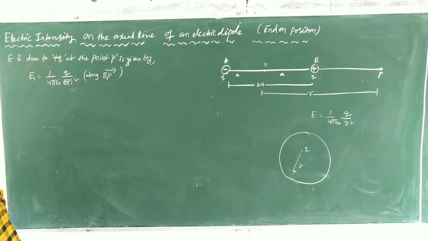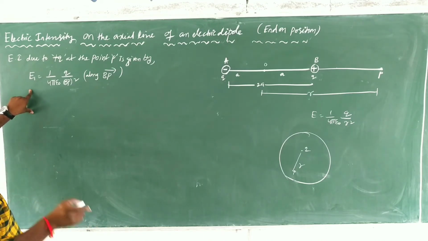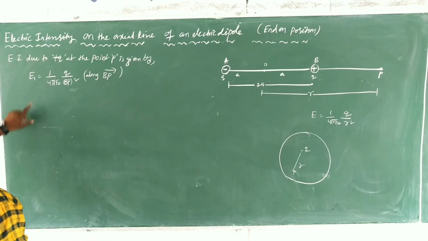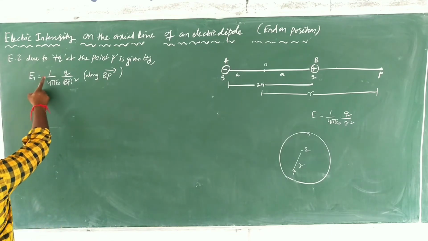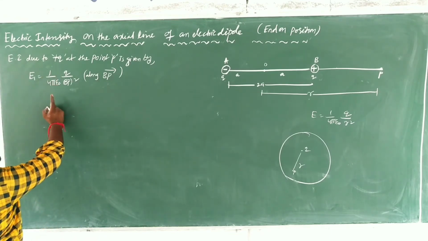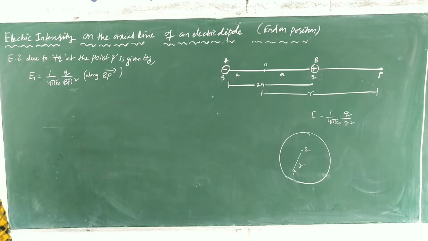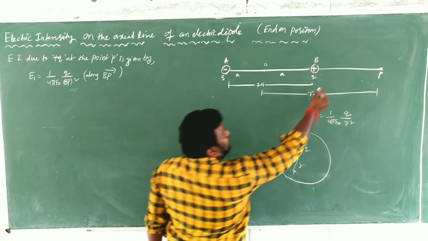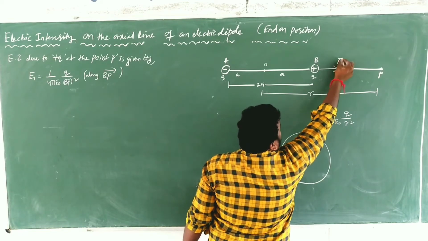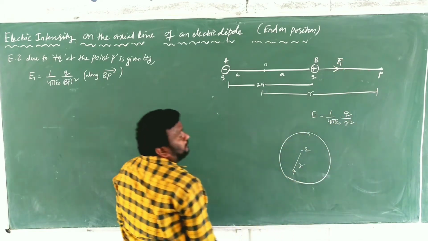That should be in the direction of BP. Because electric field intensity is a vector quantity, that should be having some direction also. That's why here E1 is equals to 1 by 4 pi epsilon naught Q by BP square. And children, what you have observed? E1 is in this direction. E1 is in the direction of BP.